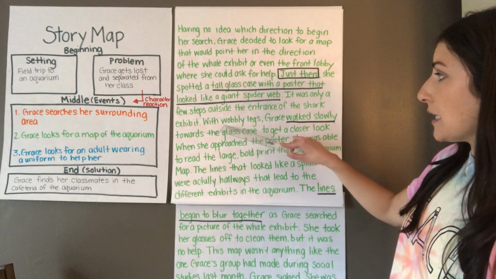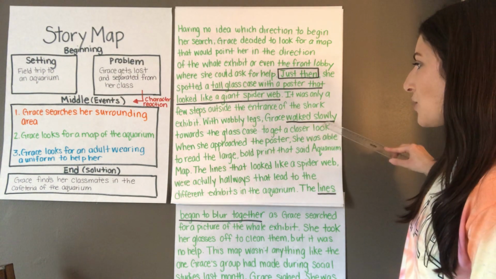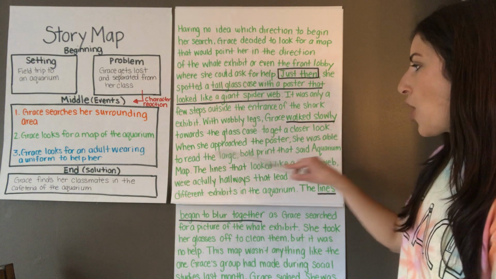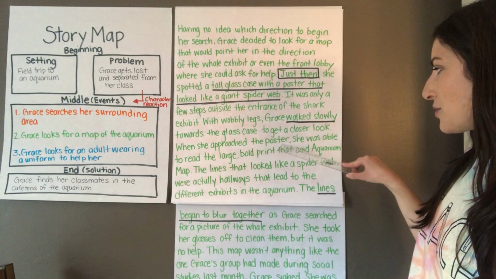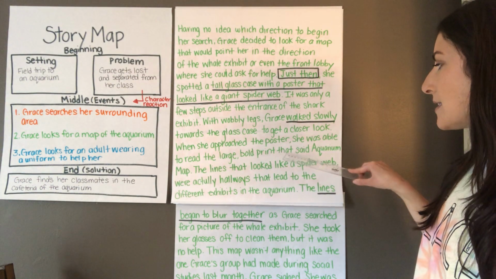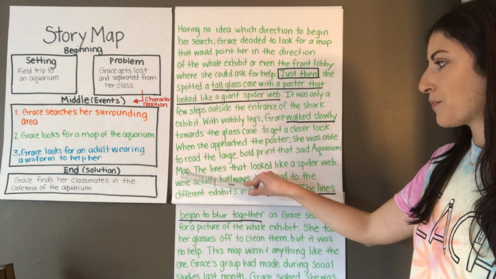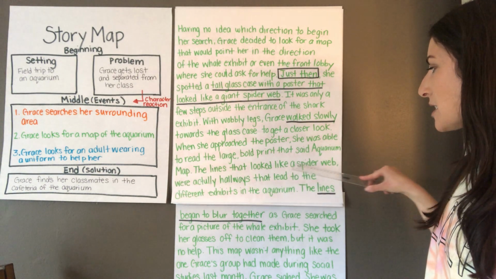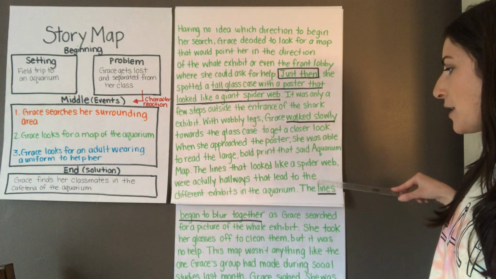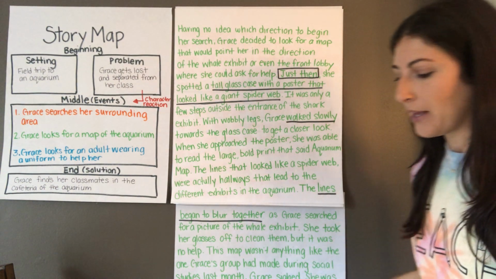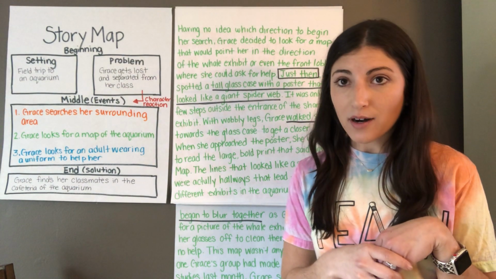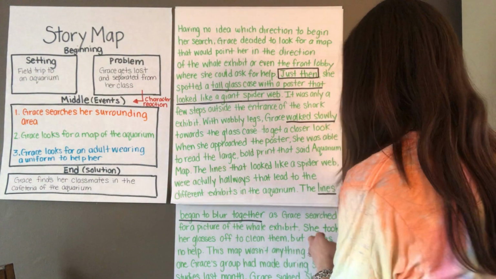With wobbly legs, Grace walked slowly towards the glass case to get a closer look. When she approached the poster, she was able to read the large bold print that said aquarium map. The lines that looked like a spider web were actually the hallways that led to the different exhibits in the aquarium. Now, we all know that this second event doesn't work, so let's see why.